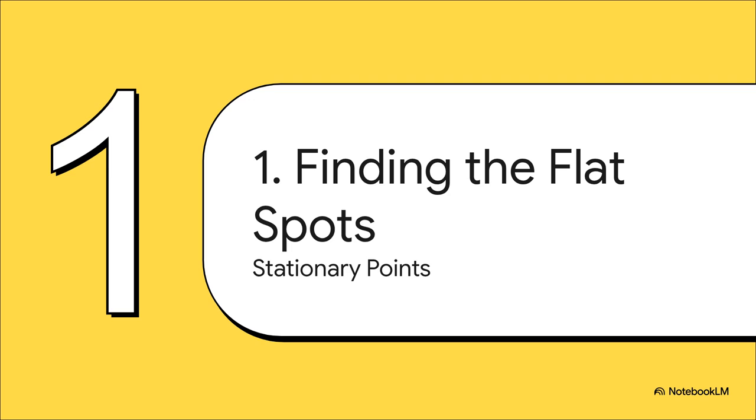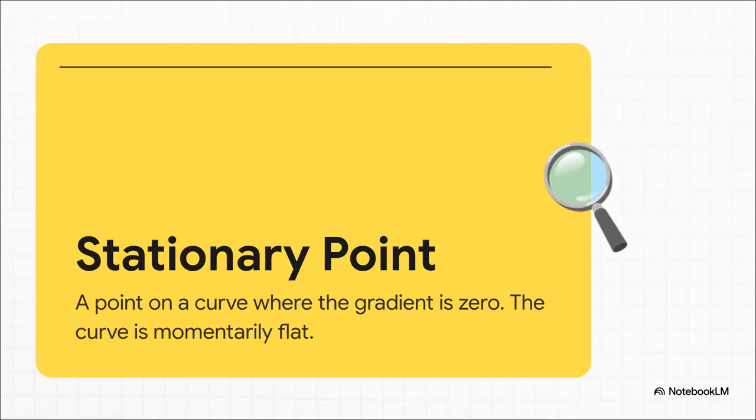To find the highest peak or the lowest valley on a curve, our first job, our first mission, is to find all the spots where the curve goes completely flat for just a split second. In calculus, we have a special name for these spots. We call them stationary points. So what is a stationary point, really? The name itself gives you a huge hint.